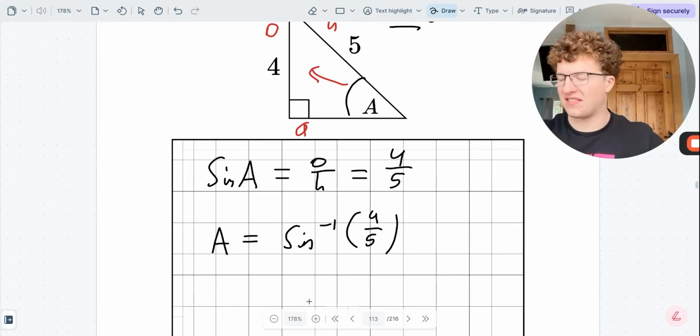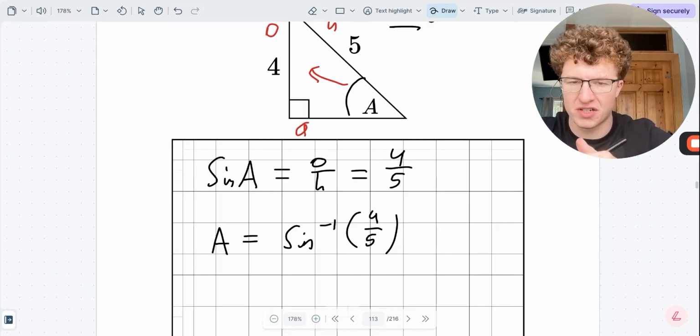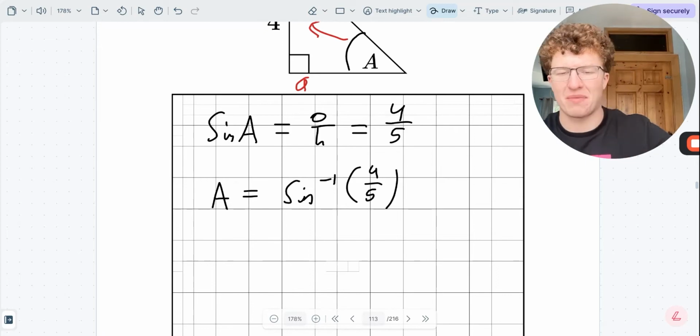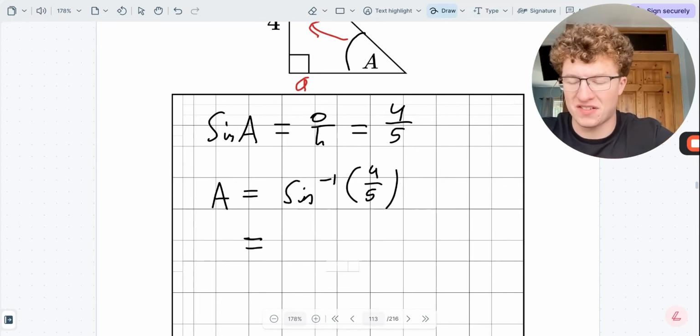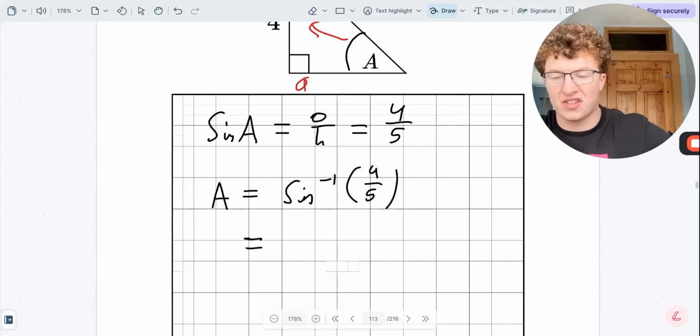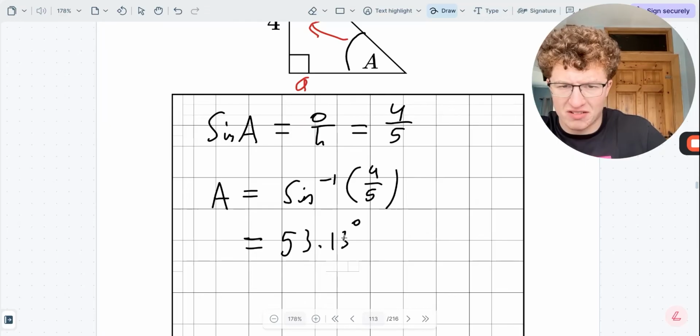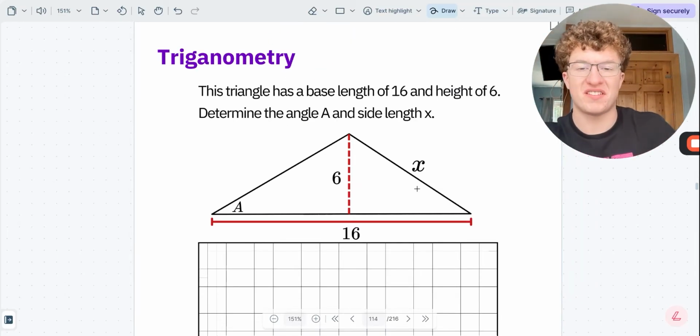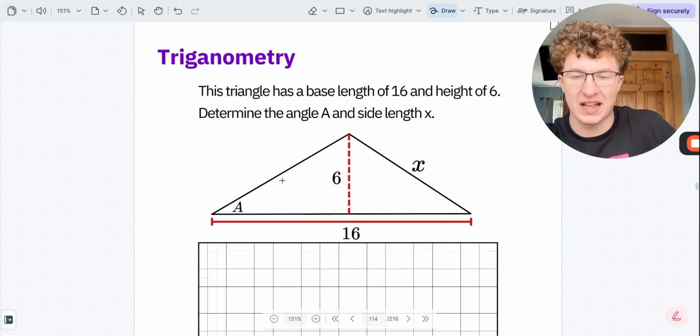Inverse sine, it's on my calculator, you click second function and you click the sine button. It's just a way you get the angle from the side length, if that makes sense. Just plug it into your calculator. Don't think about it too much. Inverse sine of 4 over 5, that's going to give me 53.13 degrees. So that's the angle. Done.